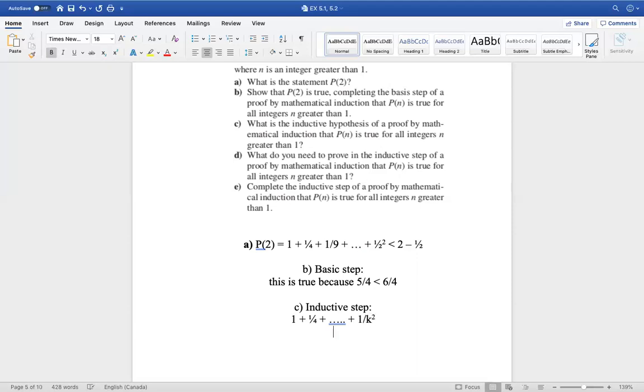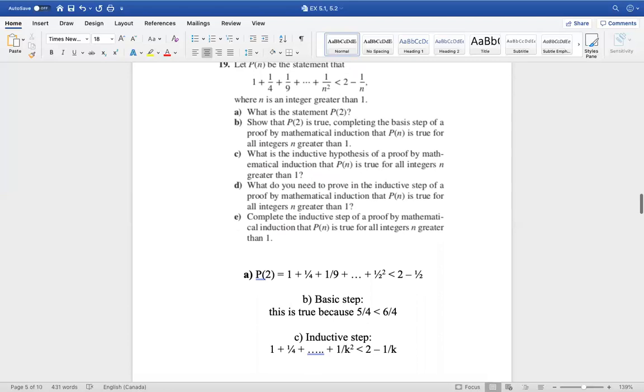k square less than 2 minus 1 over k. Okay, so wherever it says n, we replace it with k. So this is going to be the assumption for the inductive step. This is the hypothesis or the assumption for the inductive step.